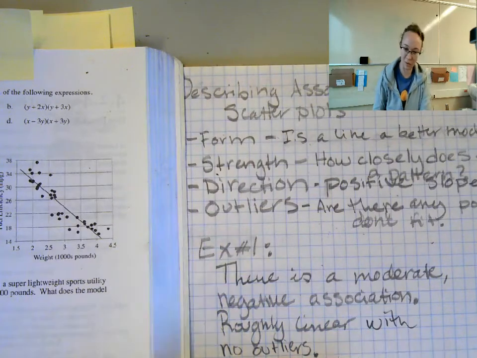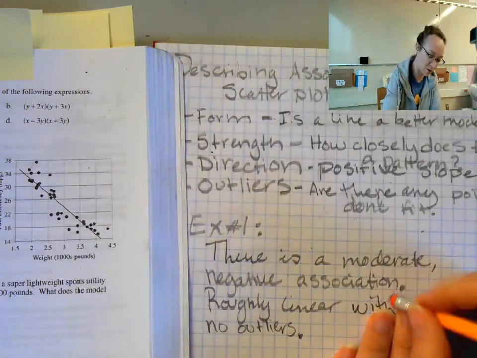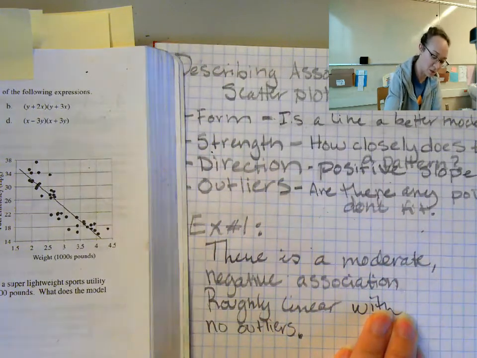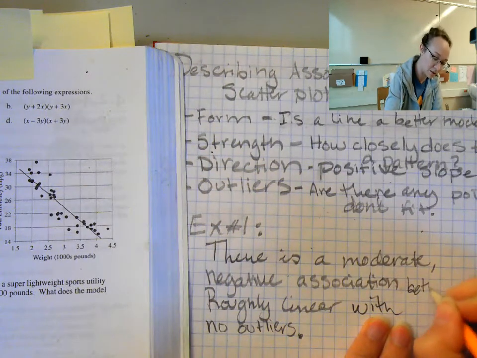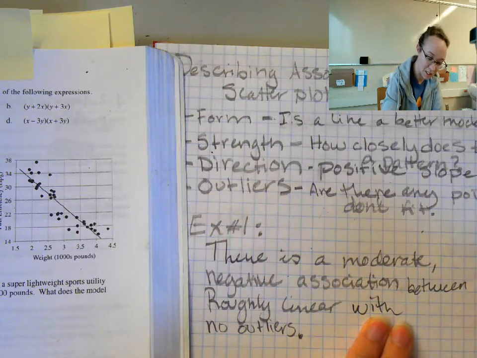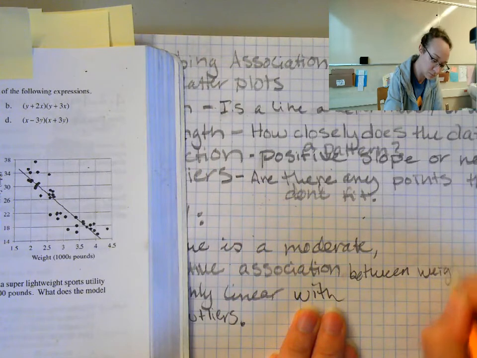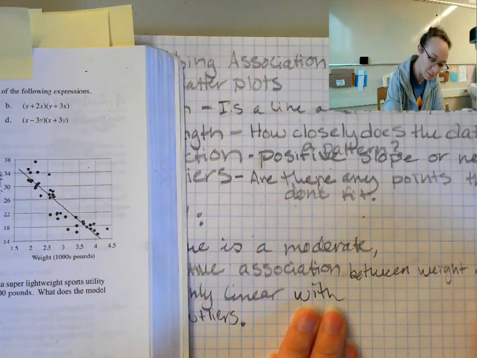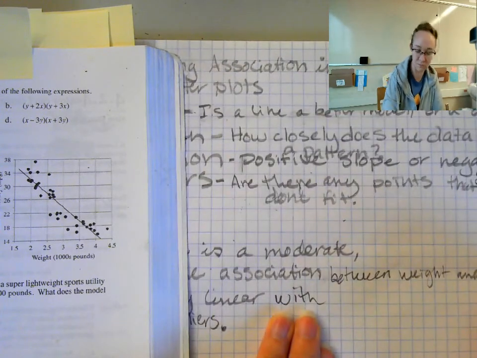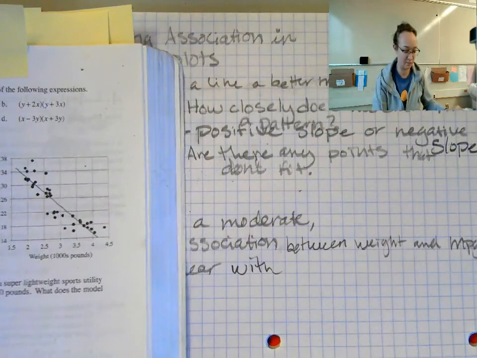And if I were doing this properly, I probably should have said there is a moderate negative association between weight and miles per gallon. All right.